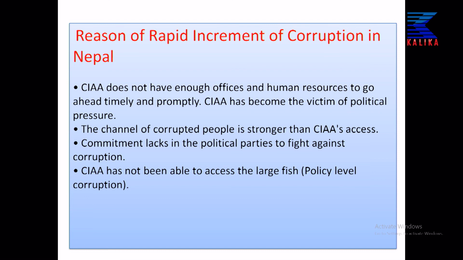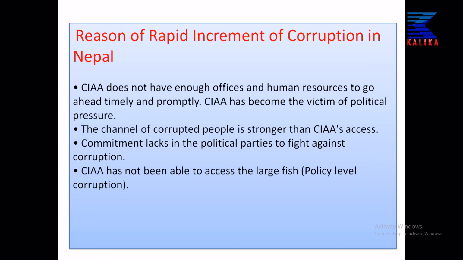The reasons for the rapid increase of corruption in Nepal. Various efforts have been made, but still why is corruption increasing in Nepal? Here are some of the points. The first is that the CIAA does not have enough offices and human resources to go ahead timely and promptly, and the CIAA has become a victim of political pressure. So, that is one reason.